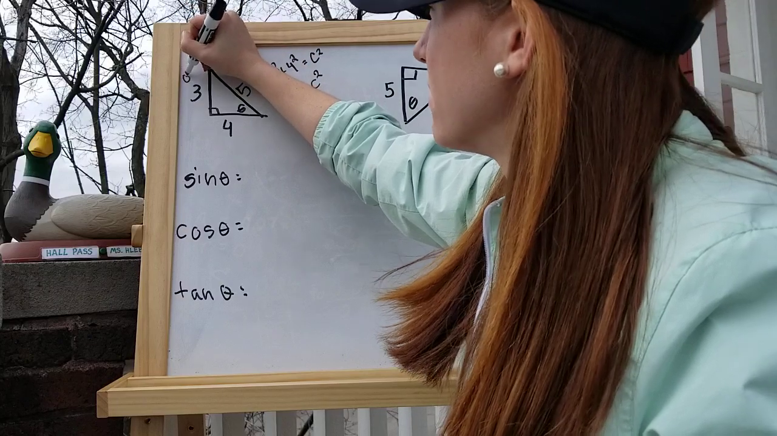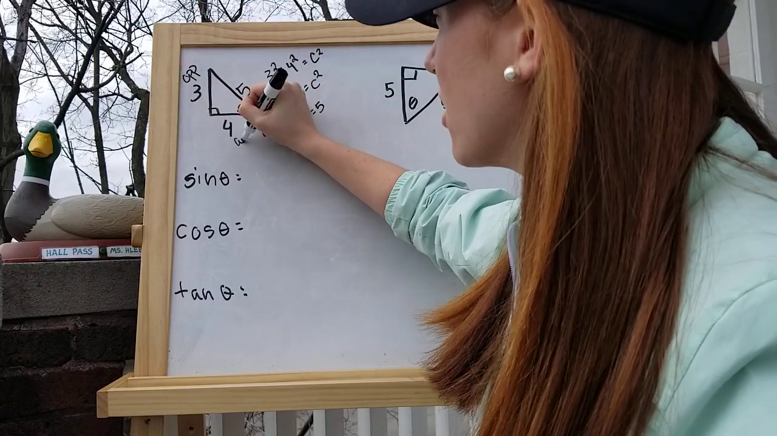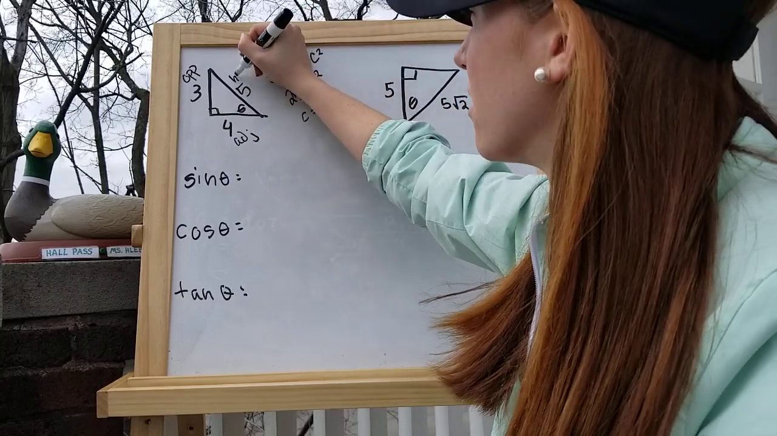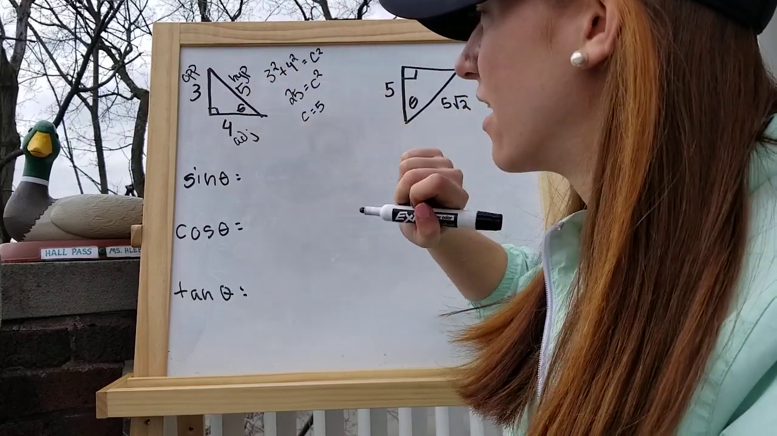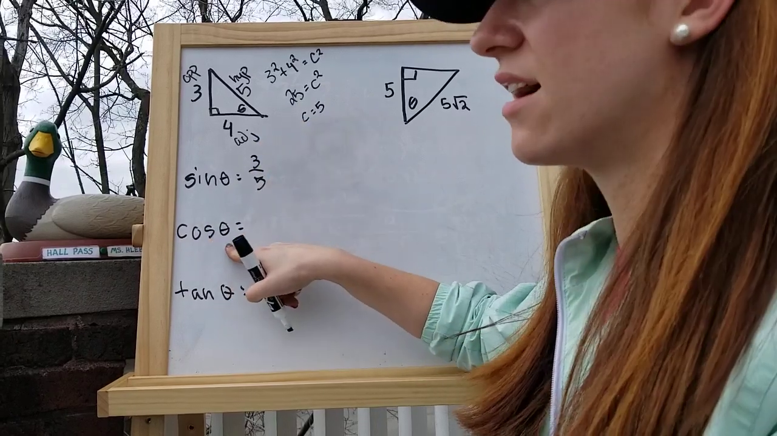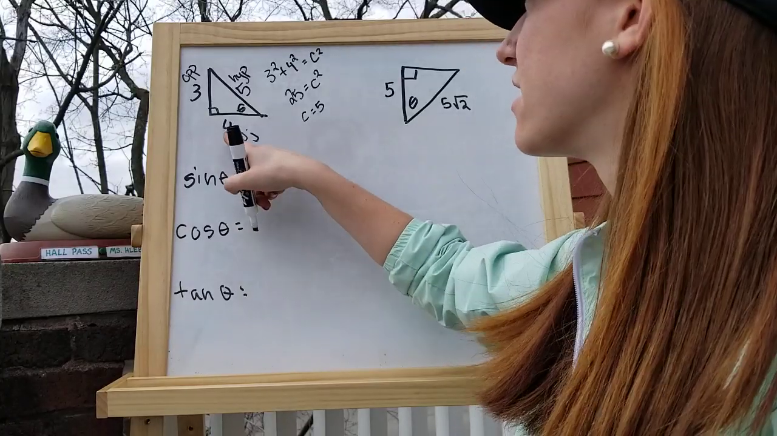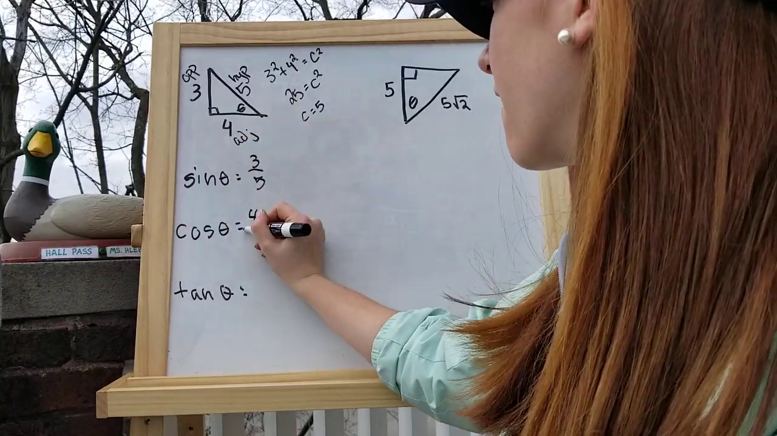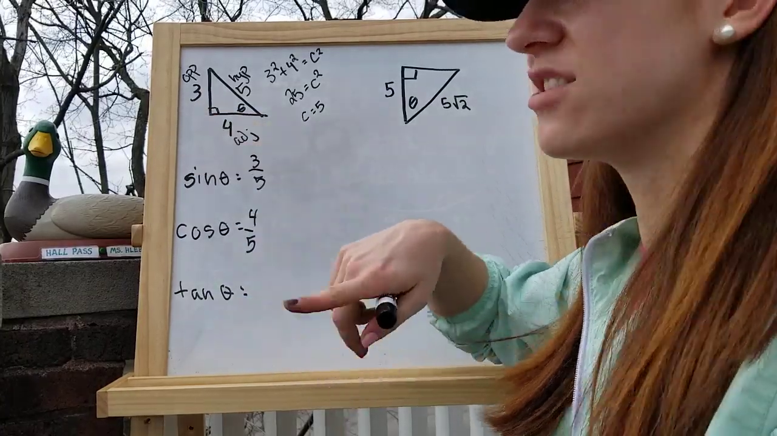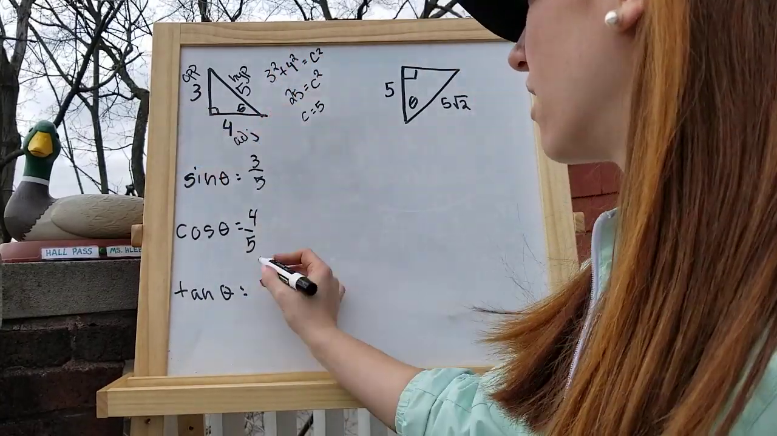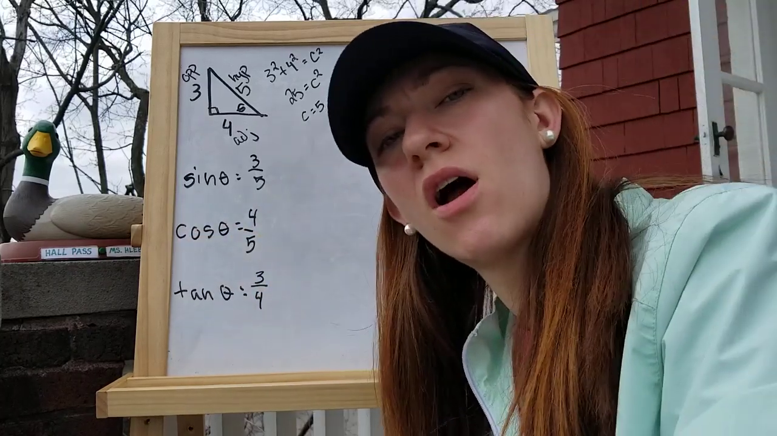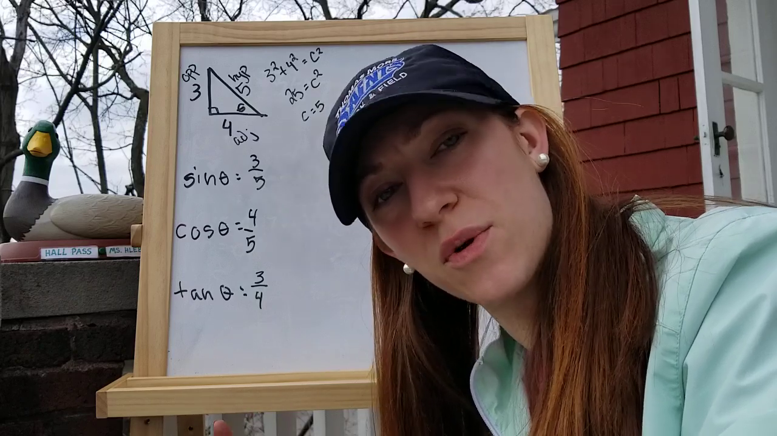I might as well label them. This is opposite, this is adjacent, and the side across from the right angle is your hypotenuse. Alright, so opposite over hypotenuse, that's 3/5. Cosine is adjacent over hypotenuse, that's going to be 4/5. And tangent is going to be opposite over adjacent, so SOH CAH TOA, 3/4.